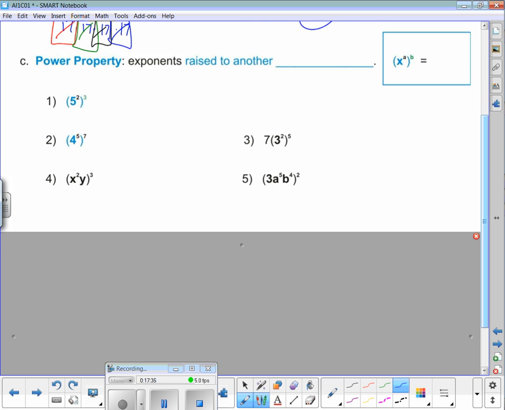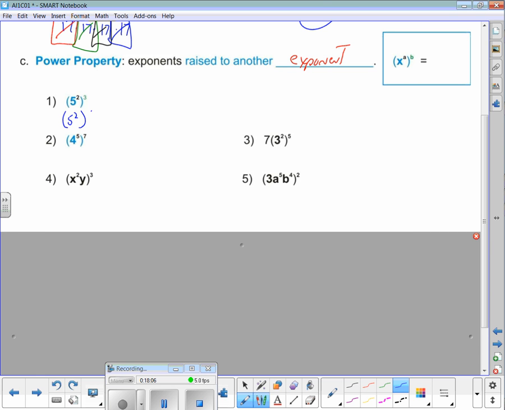Power property. What is it? Exponents raised to another. I'm going to go red. Exponent to an exponent. Oh, no. Oh, my. Lions and tigers and bears. Okay, look at the first example. And again, I'm going to show it to you longhand. So if I didn't know the power property, I would have to do this for number 1.